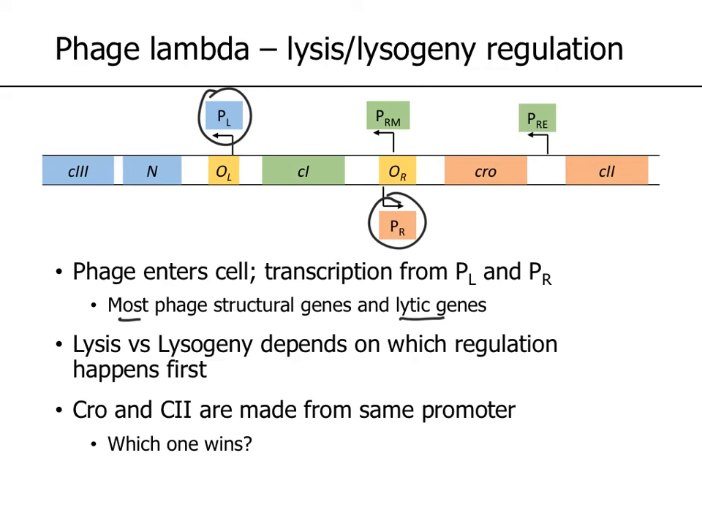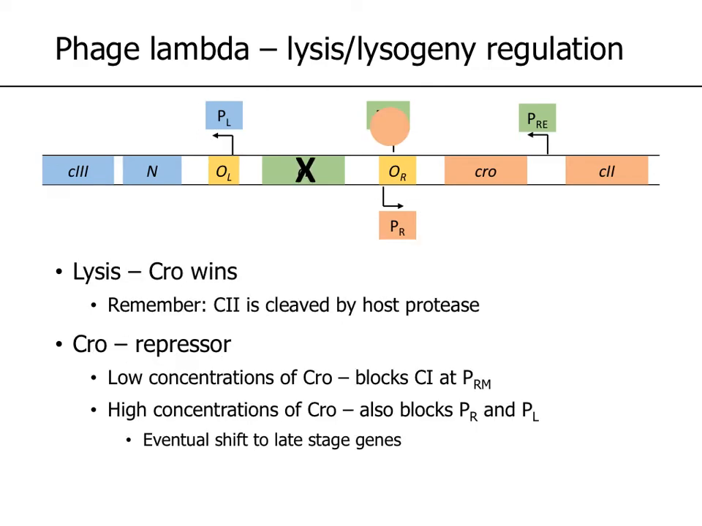So you can see here, this is going to start being made, and this is going to make both CRO and C2. They're coming from the same promoter and they're going to both get made, so which one's going to win? In the case of lysis, CRO wins. Remember that there are other things in the cell that can be helping this out, because C2 can be cleaved by a host protease. That will essentially decrease this concentration, and so CRO will win the race.